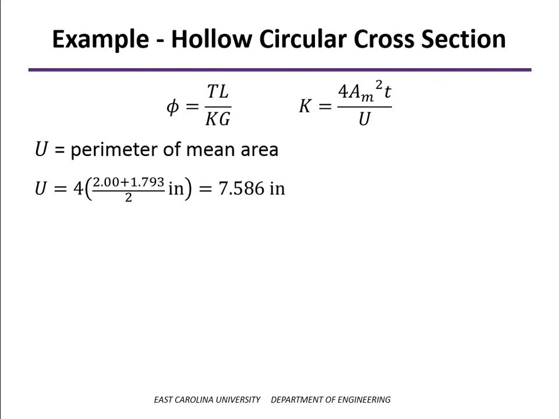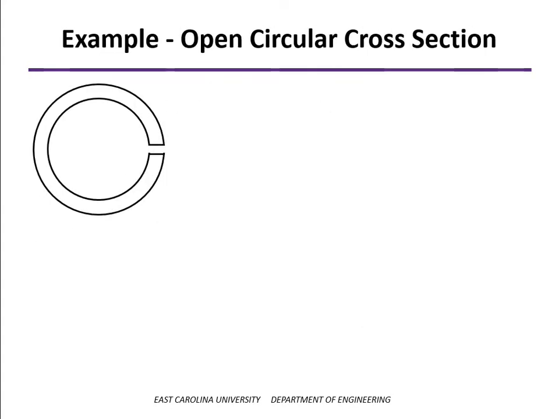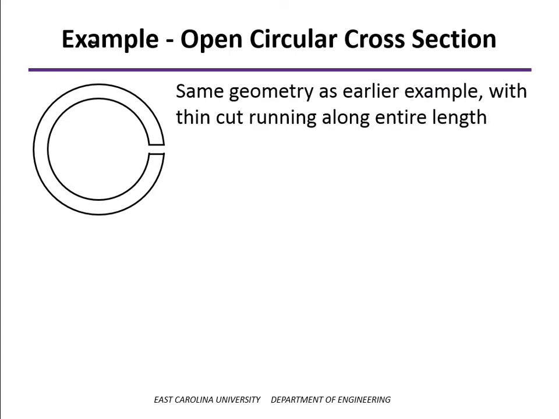And we can also calculate the angle of twist here, and again about 1/4 of a degree. So not much difference between the hollow circular shaft and the hollow rectangular shaft that we looked at. Where we do see a big difference is when we look at an open cross section. So in this case we're going to look at the same circular cross section we looked at before, but assume that there's this thin cut running all the way along the length. You can also think of it as if this shaft were made by rolling a piece of sheet metal and then welding a seam along the length. If that weld were to break, then we would have this type of a cross section here.